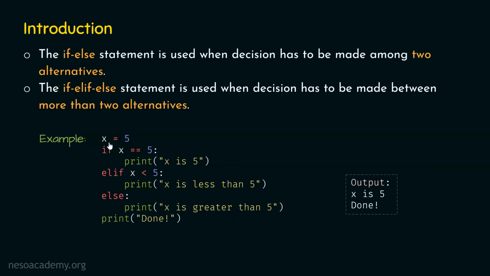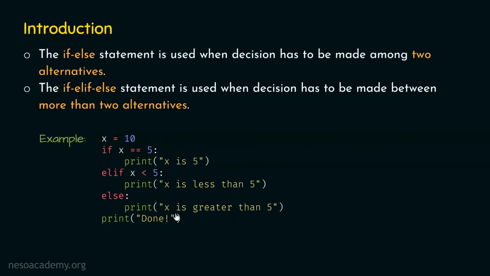Now what if we change the value of x to -2? -2 is less than 5. We know that x is not equal to 5, but x is less than 5. Therefore, x is less than 5 will be printed and done will be printed. So the output in this case is x is less than 5 and then done. What if we change this value to 10? This time x is 10. x is neither equal to 5 nor less than 5. Therefore, the else statement will be executed.